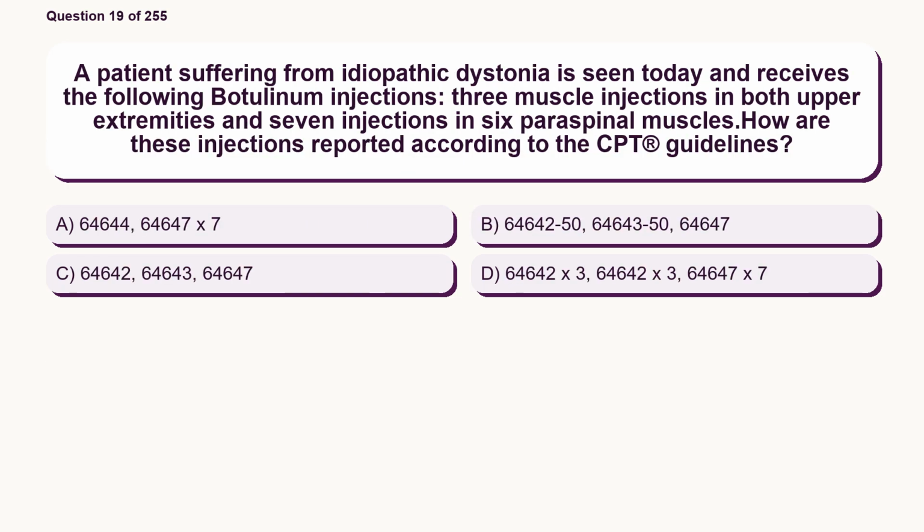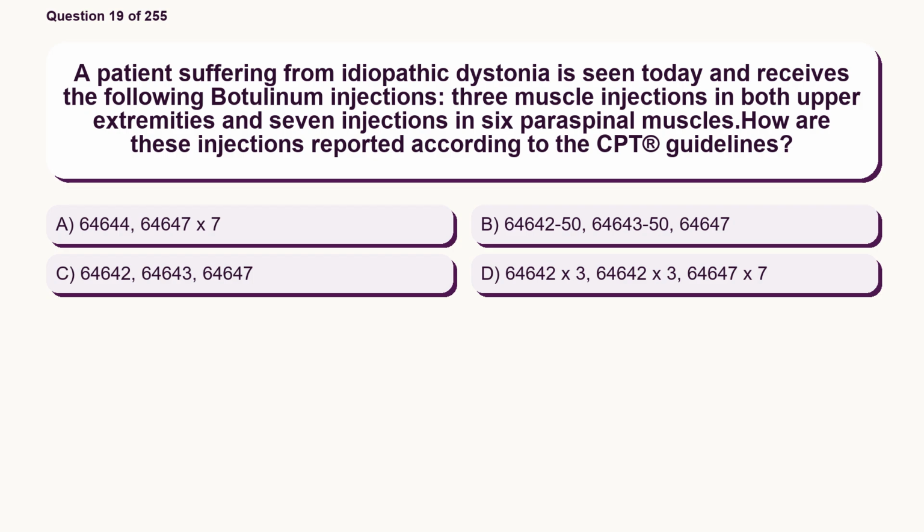Question 19. A patient suffering from idiopathic dystonia is seen today and receives the following botulinum injections: 3 muscle injections in both upper extremities and 7 injections in 6 paraspinal muscles. How are these injections reported according to the CPT guidelines? Option A, 64644, 64647 x 7. Option B, 64642 to 50, 64643 to 50, 64647.